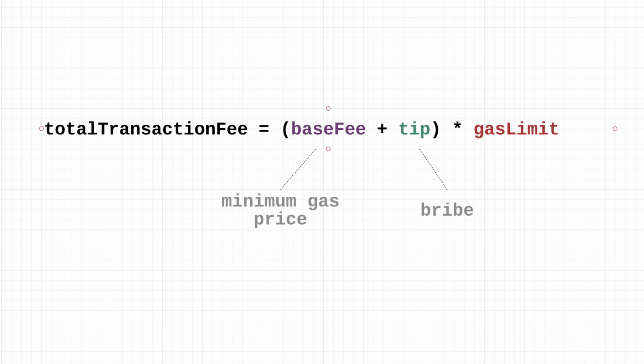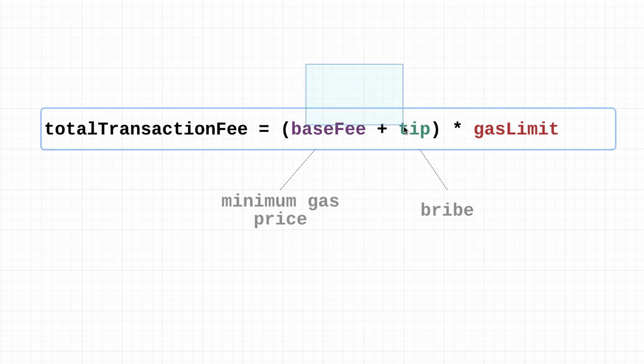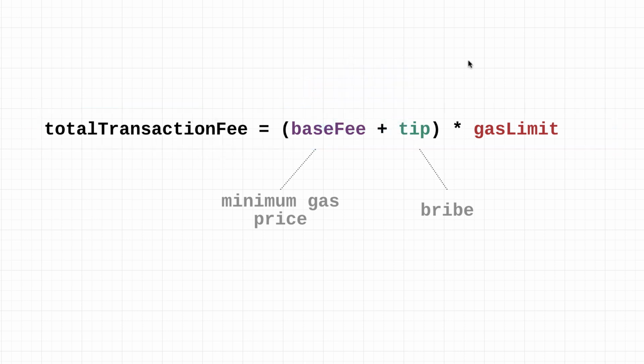Now, to calculate the total transaction fee, you take both of these and add them together, and then you multiply it by the gas limit. This gas limit is identical to before. It's just a limit that the user sets. So again, just to wrap everything together, total transaction fee is equal to the sum of the base fee plus the tip, multiplied by the gas limit.